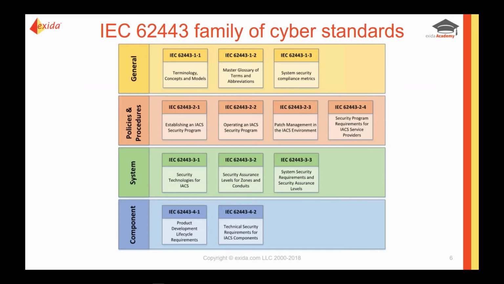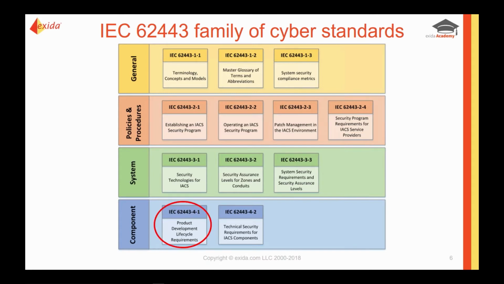By way of an overview, the 62443 is actually a whole family of cyber standards. Some parts of the standard deal with general terminology, glossary, and overall compliance. Then there's a significant amount of guidance dealing with policies and procedures in terms of running organizations. At the specific system level, there's guidance, and also for the development of individual products or components. That last tier is actually the area that we'll probably spend most of the time discussing today.